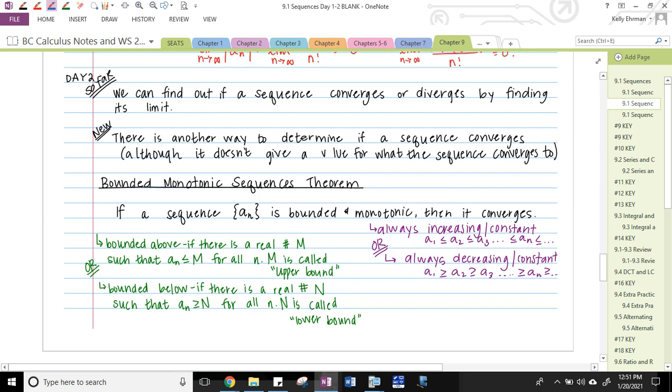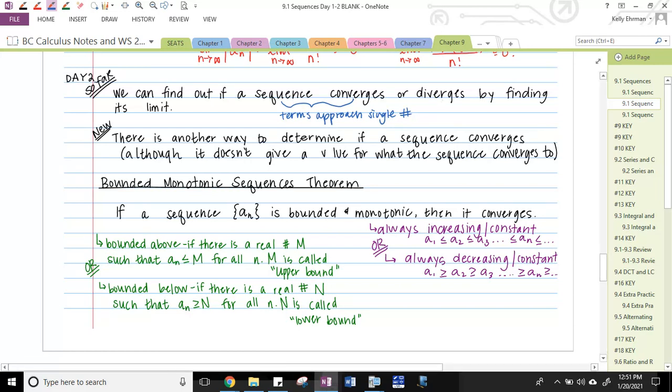We're on day 2 of our sequences notes. Let's just recap what we talked about before. We can find out if a sequence converges or diverges by finding its limit. And remember, when we say a sequence converges, we mean that its terms approach a single value, a single number. The terms approach 0, the terms approach 2, whatever it may be.